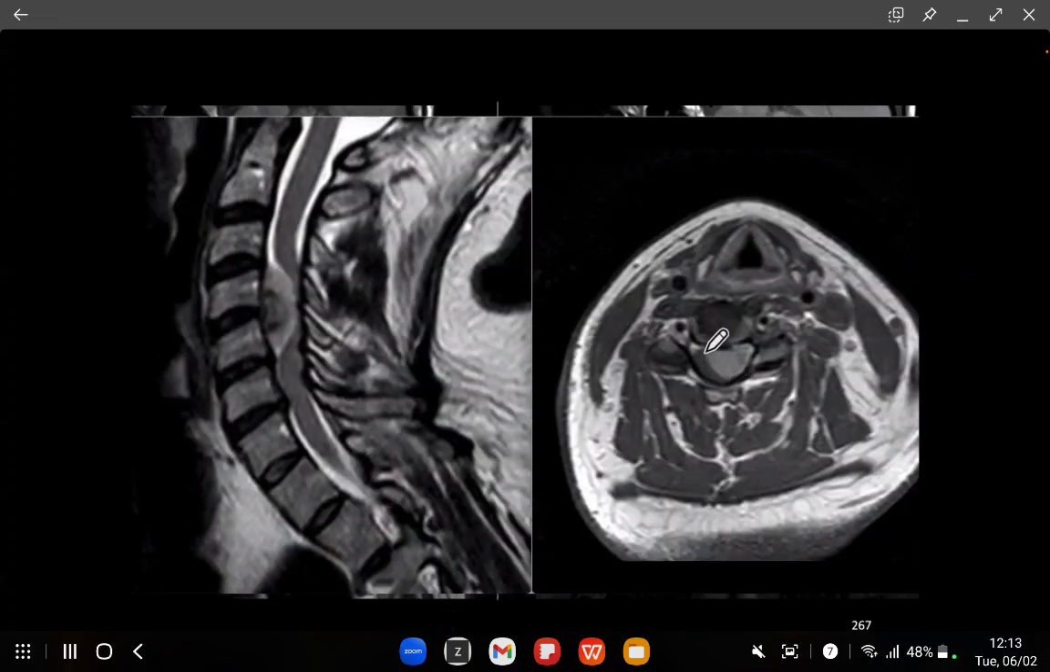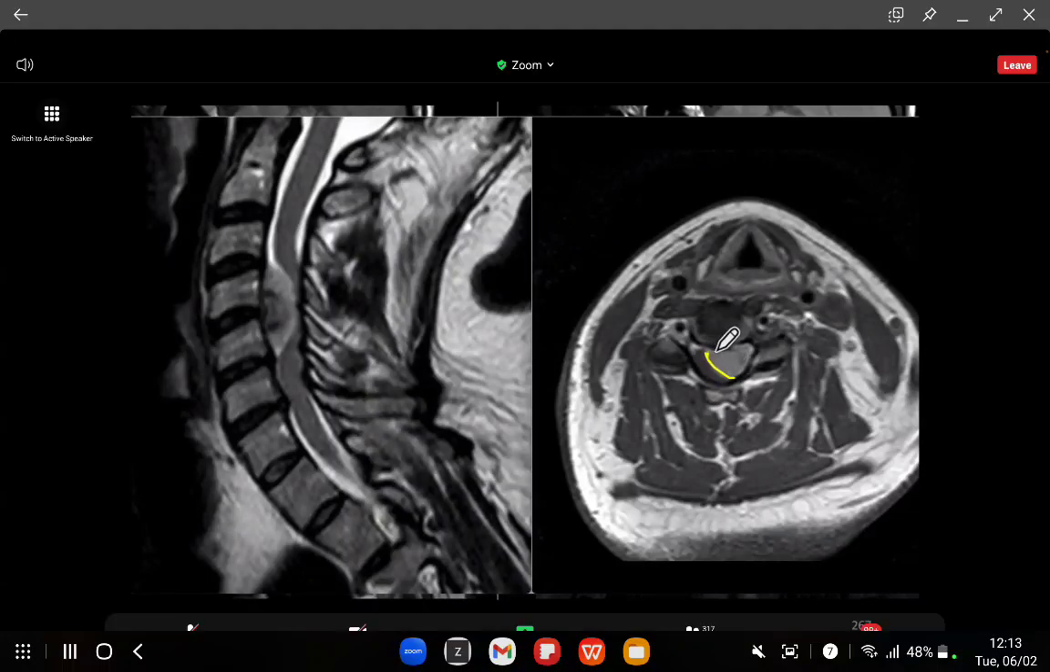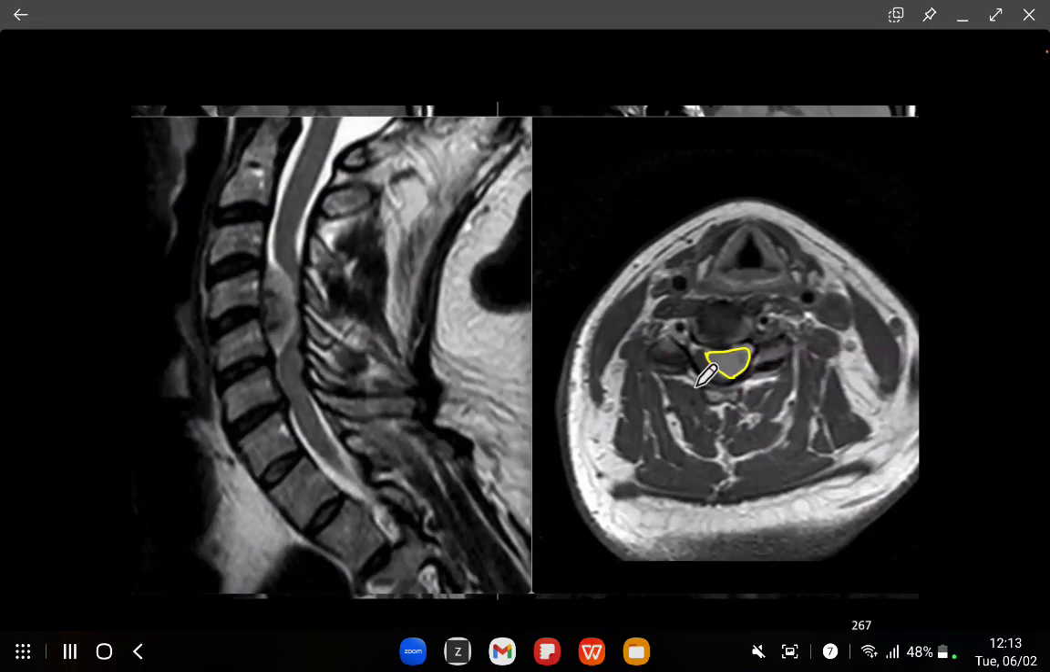And there's the meningioma here, which is causing cord compression. And that needs to be taken out. Now, meningiomas classically occur in middle-aged females. Okay, middle-aged females. And it's usually mid-thoracic, but obviously you can get them in the neck as well.